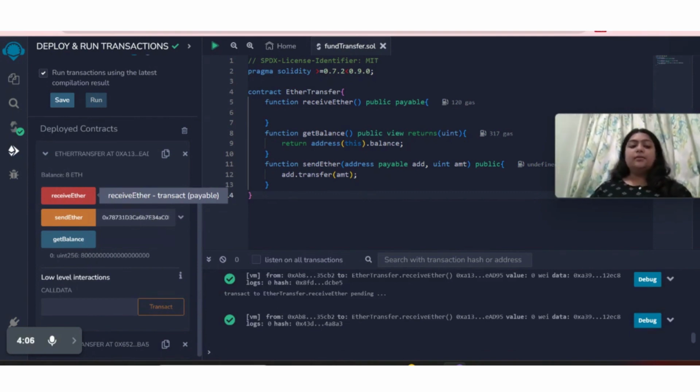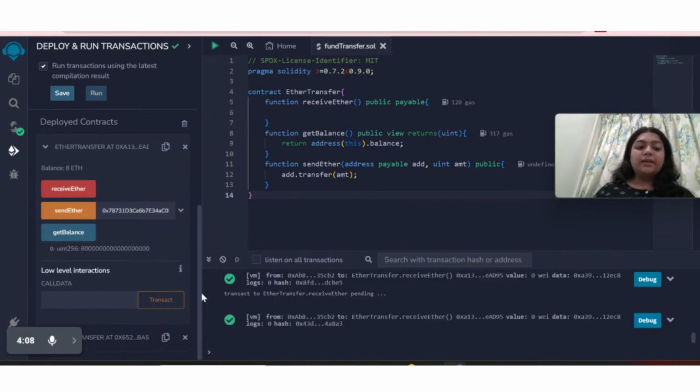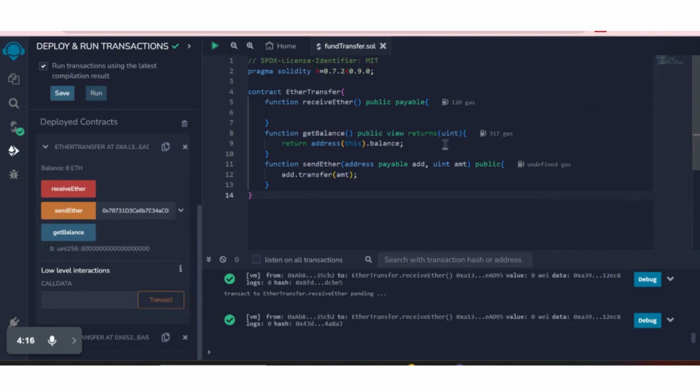Now is this clear? So this is the smart contract which we have executed. It is a simple smart contract for fund transfer and it is really useful. So that is the end of the presentation.